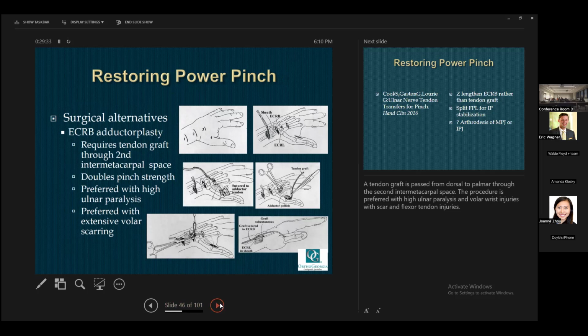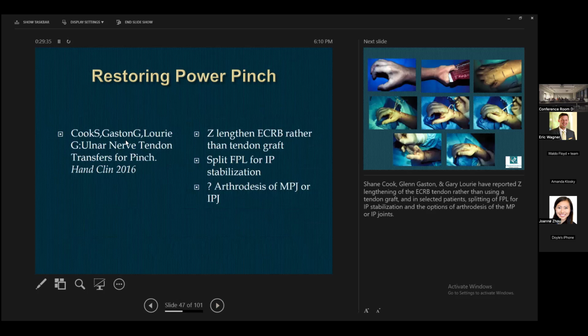It's my go-to procedure. And some of our other Atlanta friends, Glenn Gaston, when he was a resident, and Gary Laurie, they wrote in Hand Clinics a few years back, Z lengthening rather than using a tendon graft, and then stabilizing the IP joint with a split FPL. And then they talk about arthrodesis of one of these joints. I tried this, doing a strict Z lengthening, I had a hard time setting the tension. I can see doing a Z and then dividing it and setting it, but I like to do that distal insertion first.